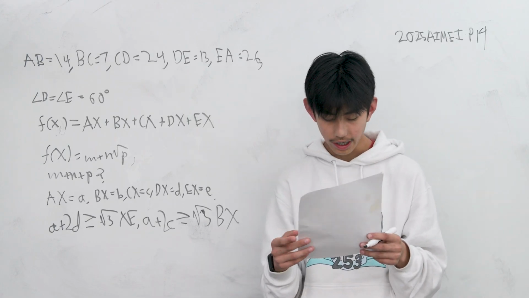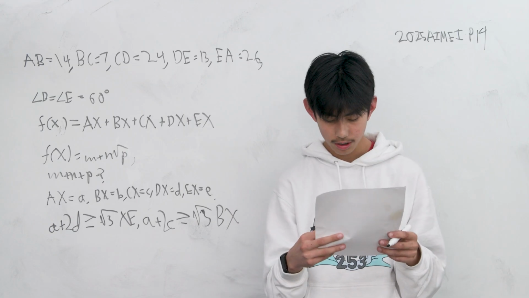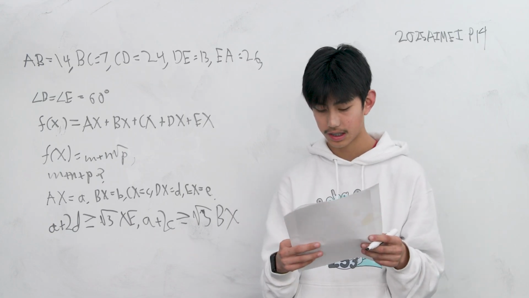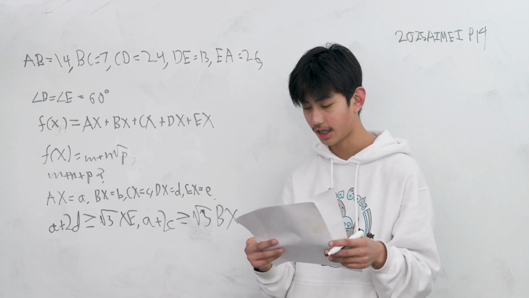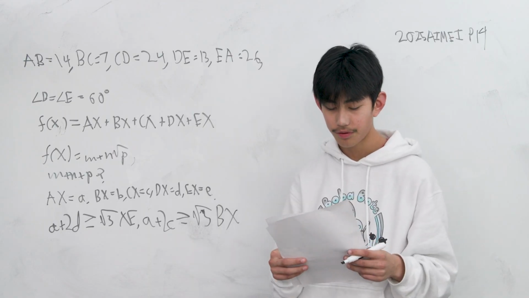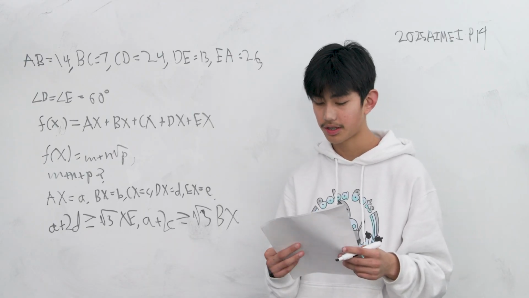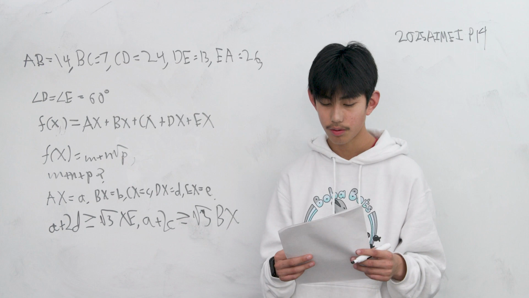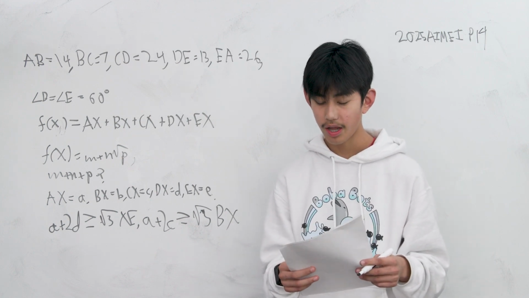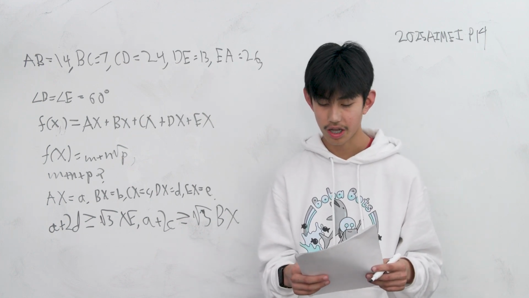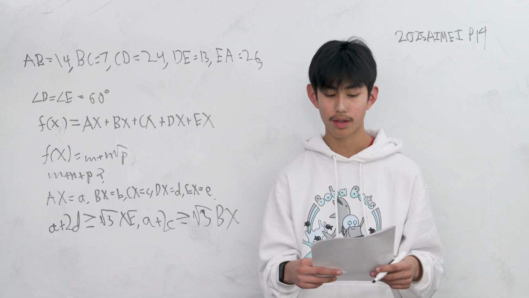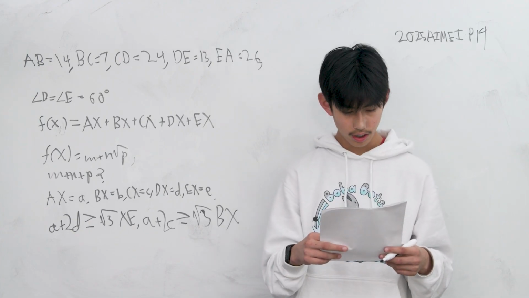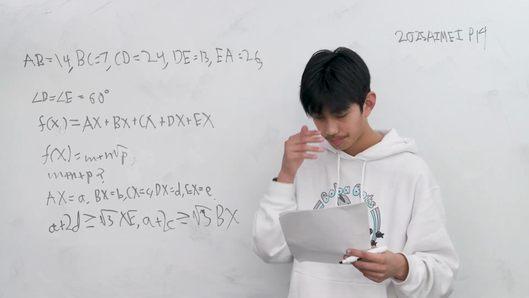For each point X in the plane, define f of X to be equal to AX plus BX plus CX plus DX plus EX. The least possible value of f of X can be expressed as m plus n root p, where m and n are positive integers and p is not divisible by the square of any prime. Find m plus n plus p.